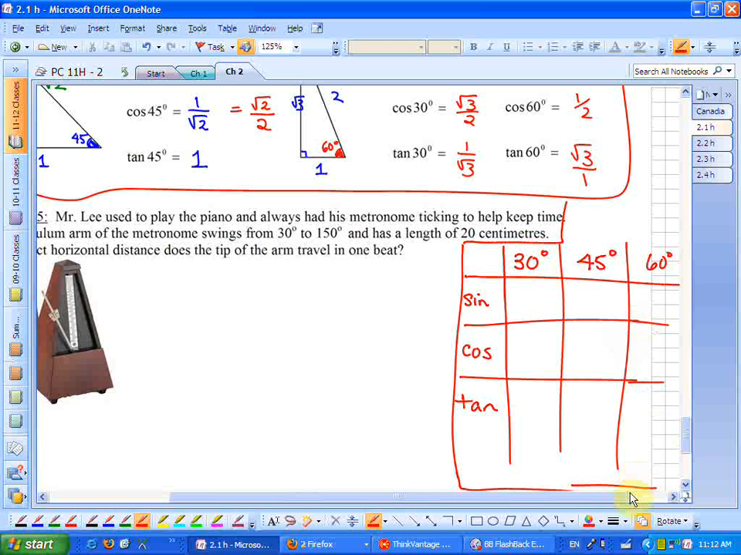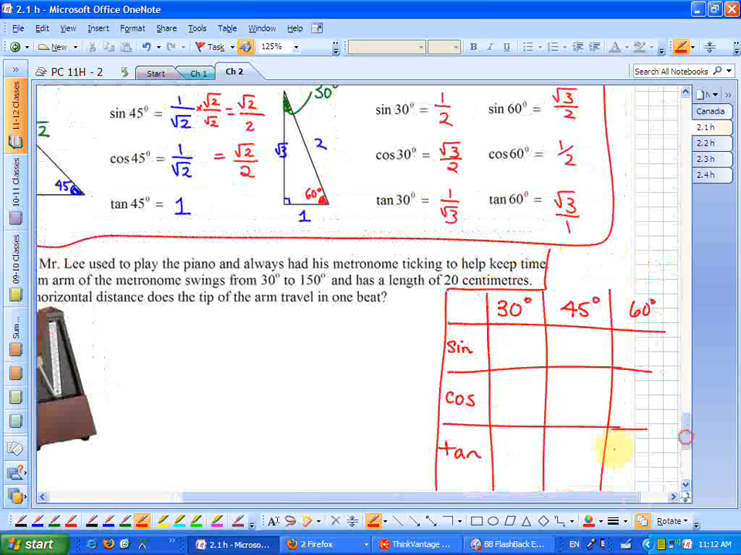Now, what's sine of 30 again? Go back to your numbers up top. What's sine of 30? 1 over 2. Good. I'm going to write that down in the table. 1 over 2. What's sine of 45? It's either 1 over root 2 or root 2 over 2. I'm going to use the root 2 over 2 one, because I want to show you a pattern. And then what's sine 60? Root 3 over 2.